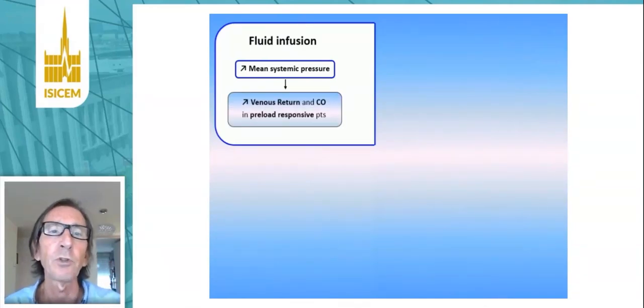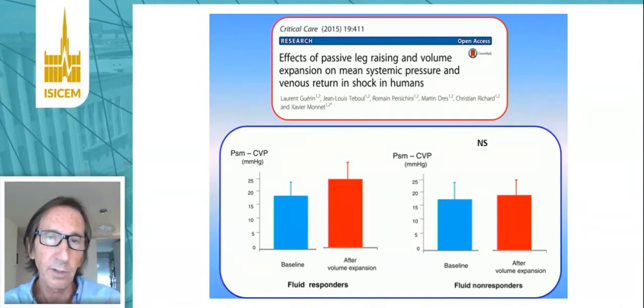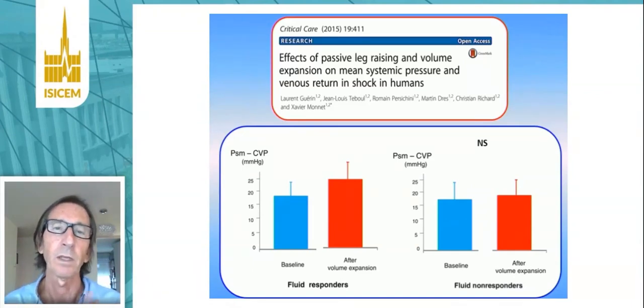But venous return and cardiac output should increase in preload responsive patients only. And again, in this study, we looked at the pressure gradient for venous return, that is to say, the difference between the mean systemic pressure, the upstream pressure for venous return, and the CVP, the downstream pressure for venous return. As you can observe, only in fluid responders, that is to say, in patients who will increase cardiac output in response to fluid infusion, the pressure gradient increased. In the other patients, there is no change in the pressure gradient.